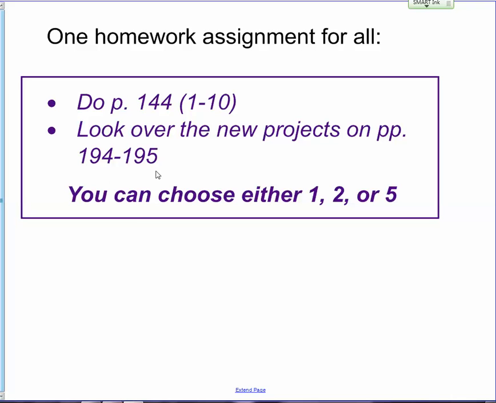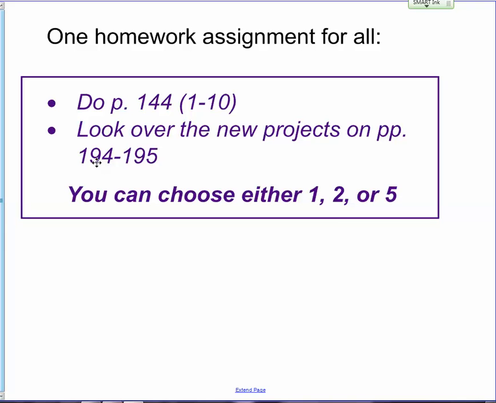Have a read through of your new projects for Chapter 3. You're going to have to do some research. So on the first choice, you've got to actually go to a grocery store and find some prices and actually interview somebody that works at the grocery store. The second one, you have to survey 25 people. And the fifth one, for those who love to draw, you're going to have to make a drawing or a painting using the golden ratio.